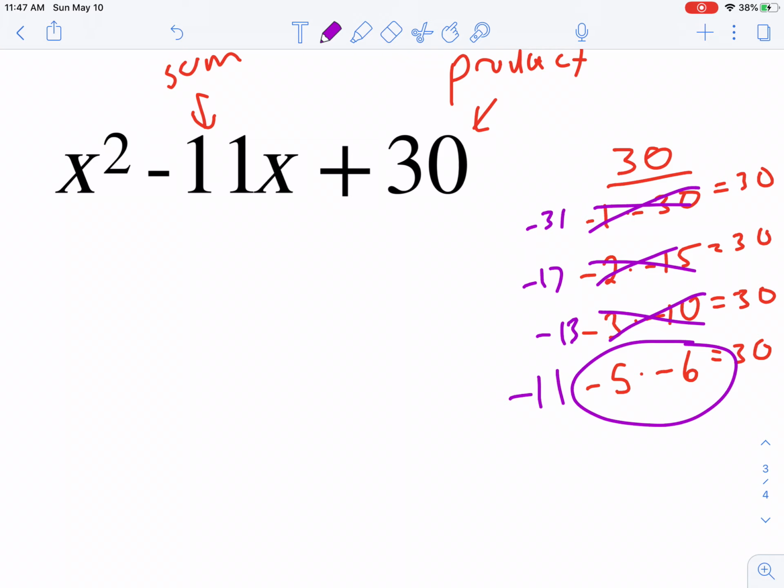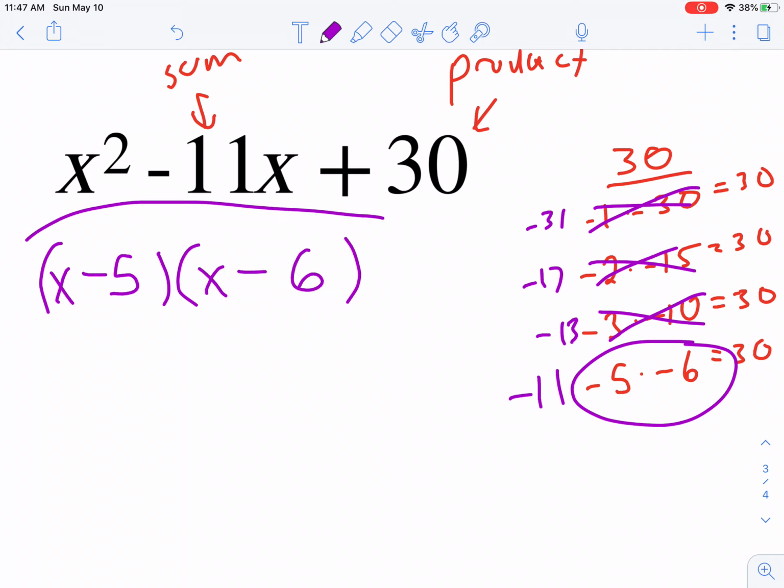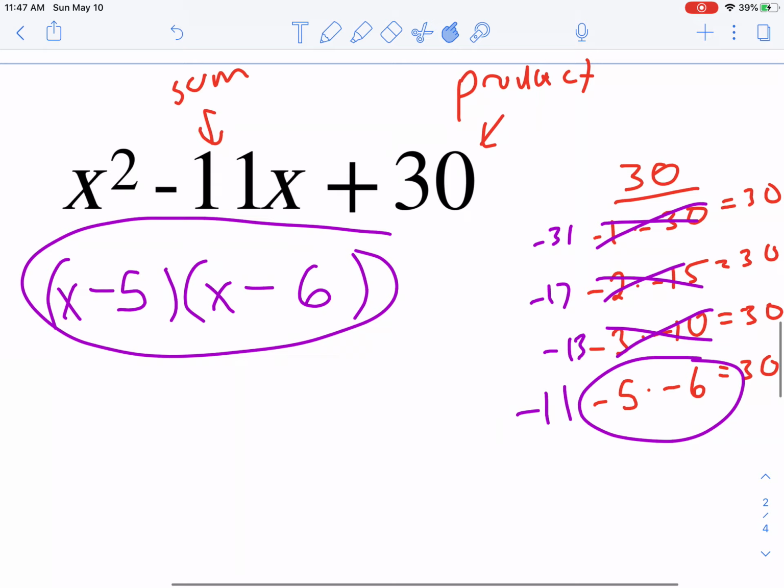And so I can stop right there, and I can say, well, this has to factor now to x minus 5 times x minus 6, because those are two factors that multiply to equal 30, but add to equal negative 11. And that's essentially all there is to this process. I'm going to work one more example with you, and then leave it at that.